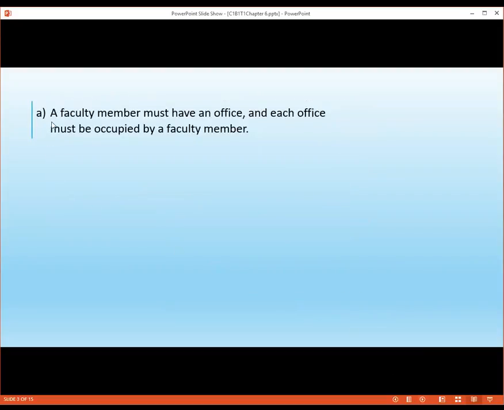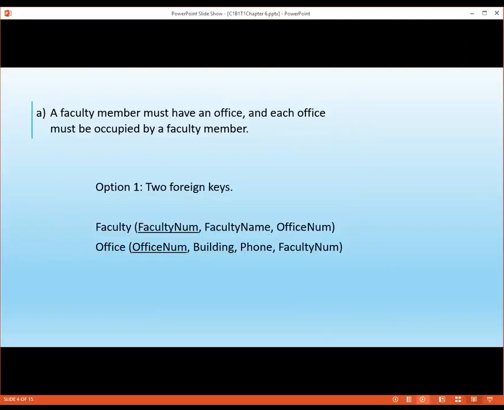Part A scenario says a faculty member must have an office and each office must be occupied by a faculty member. So this is a true one-to-one, no nulls. They have exactly the correct number of offices for their faculty. So option 1 in the book, starting on page 202, they talk about your different options for one-to-one relationships. Option 1 is to have 2 foreign keys. Just each of the 2 tables has the primary key of the other table as a foreign key.